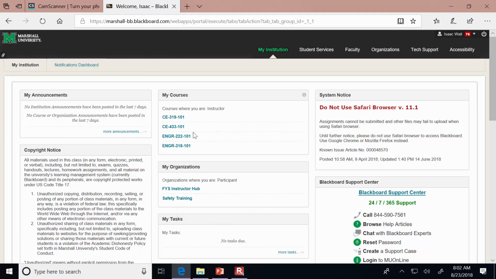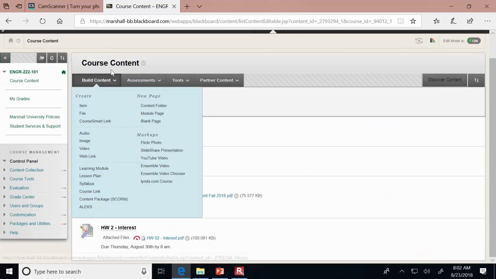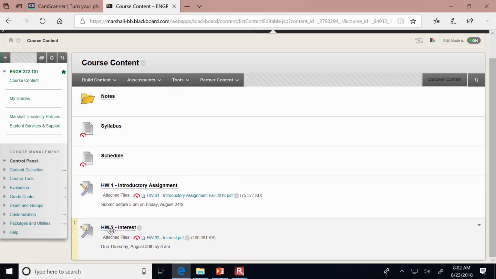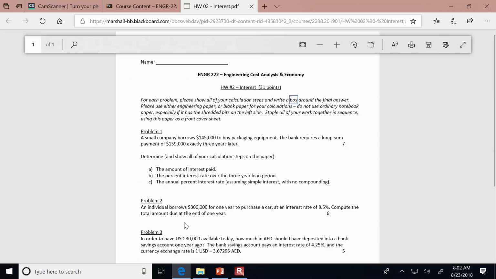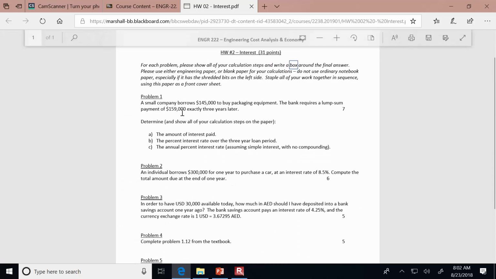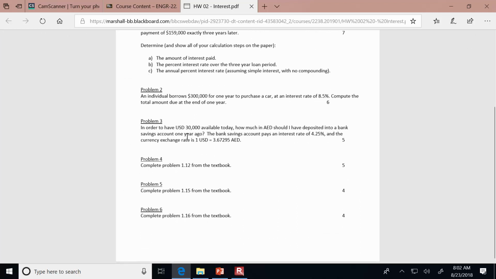All right, so for the class website, you go to Engineering 222 and it immediately takes you to the important stuff, the course content, and you see here's homework 2, interest. You can click on the PDF to see what the assignment actually is. Some of these are problems that I made up. Some of them are from the textbook.